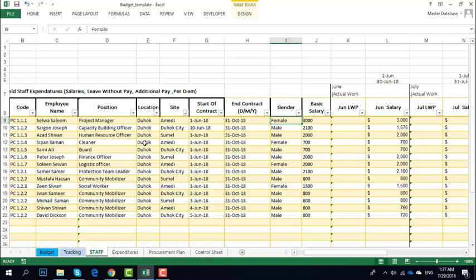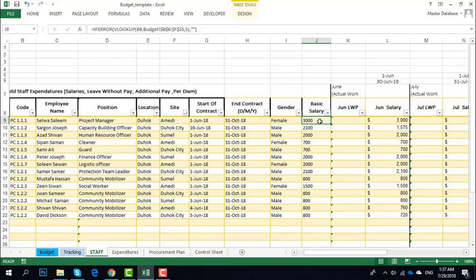Now, let's take this staff member, Salwa Salim. She's a project manager working for the project, female. Her basic salary is 3,000. We pay the 3,000 depending on the actual days that she's working.